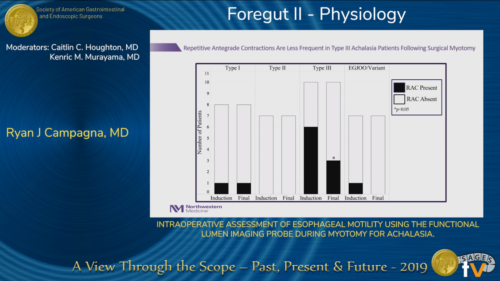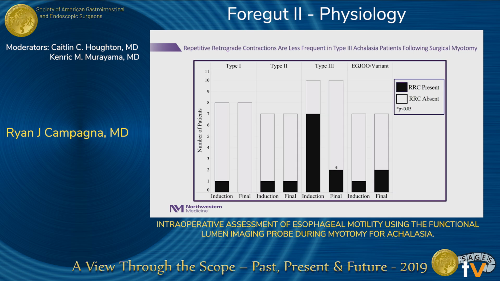Here are the plots for repetitive antegrade contractions. You can see they're relatively rare except for patients with type 3. In this subgroup, there were 6 out of 10 patients who had RACs before myotomy. That number was cut in half after the myotomy. And similarly, with repetitive retrograde contractions, a motility pattern that's only seen in achalasia patients, the 70% rate, 7 out of 10, was cut down to just 2 out of 10 after myotomy.